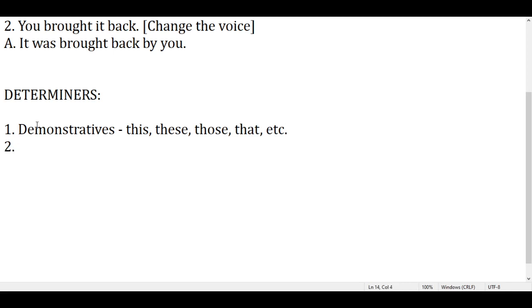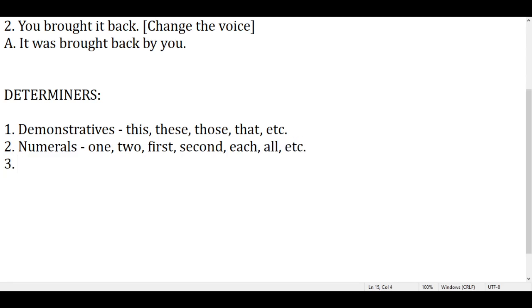The second one is numerals. So we are talking about numbers here. Simple numbers 1, 2, 3. Even the ordinals, so first, second. Cardinals and ordinals. Cardinals are 1, 2, 3. Ordinals are the position: first, second, third. That's the difference. Then you have each. Then you have all. These are also numbers, etc.